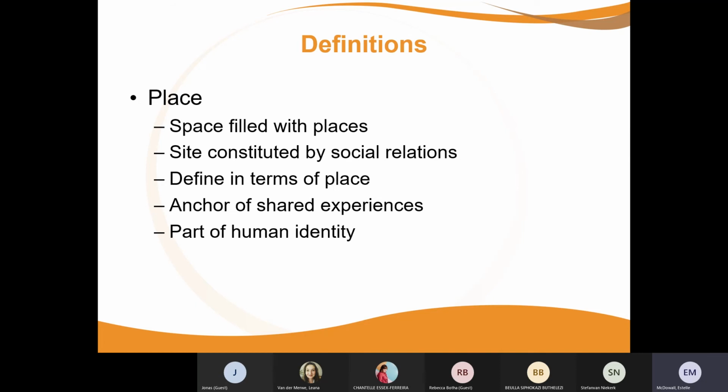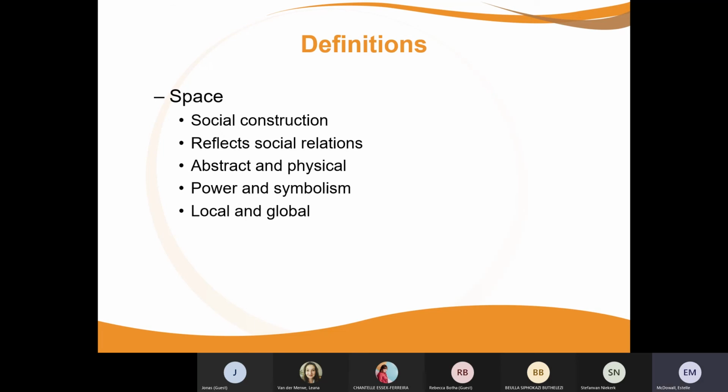Right, then place. When you discuss place, most students got this part right. So space is filled with places. Place is a site that is constituted by social relations. So you identify yourself in terms of place. Those are things like when you say, where are you from? Then you say, I'm from this place. Place is also an anchor of shared experiences, and it's a crucial part of human identity.